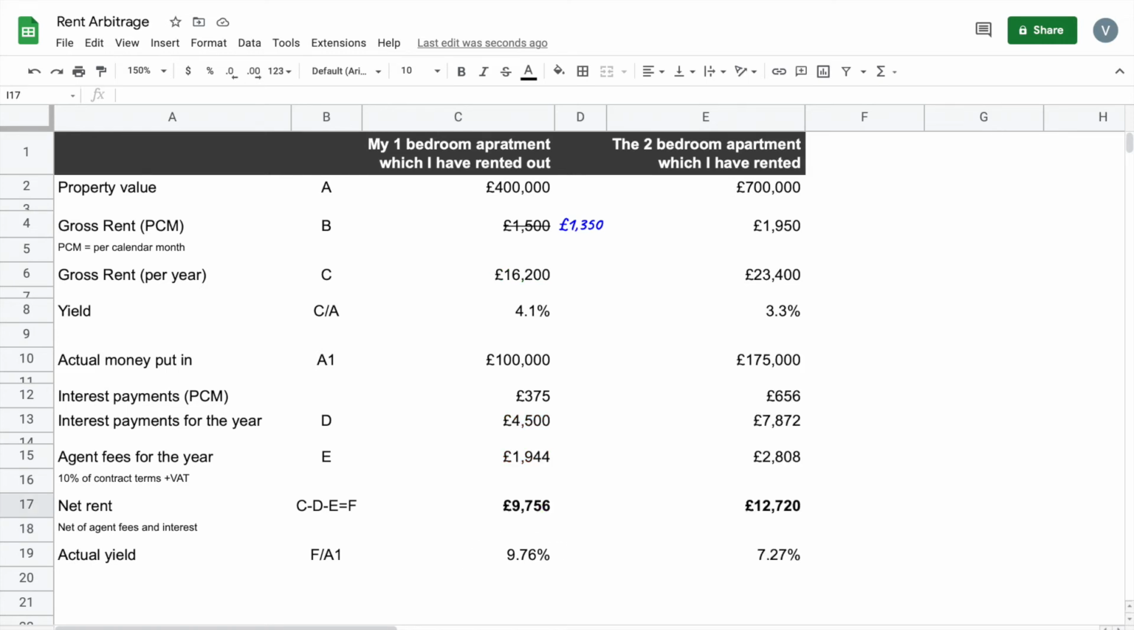So if we do the same calculation with the property that I have rented, assuming they put in a 25% deposit of £175,000, the yield that they actually get is a little over 7%, so that's a 2.5% difference. The landlord might be making more profit from me of £12,700, but by renting my apartment out, I'm actually making a higher yield. The rent I receive for my one-bedroom apartment would have to be £1,115 for the actual yield to be equal.